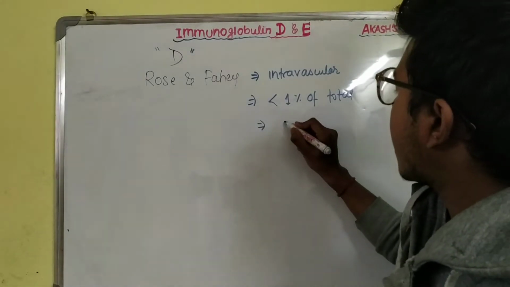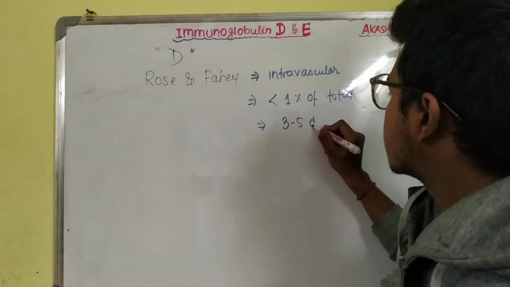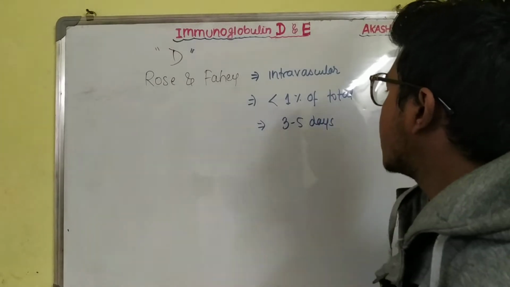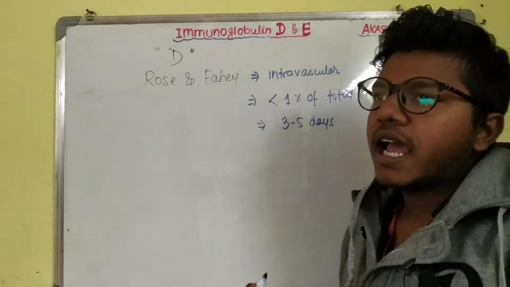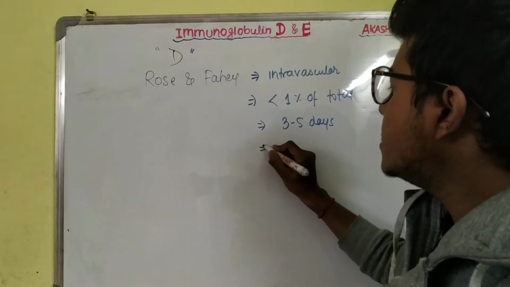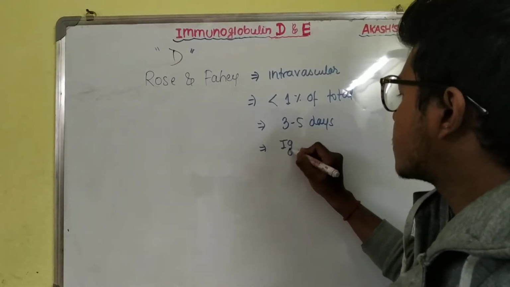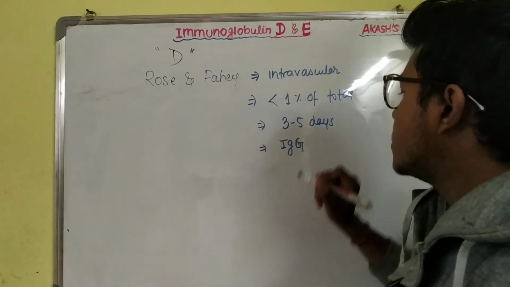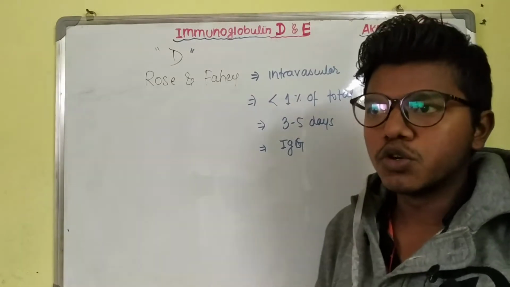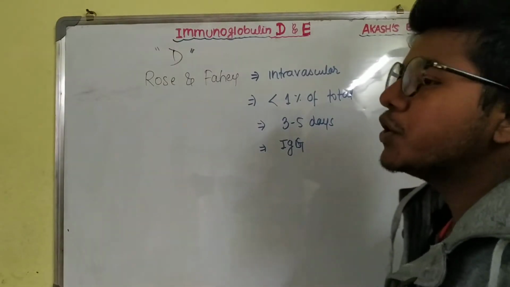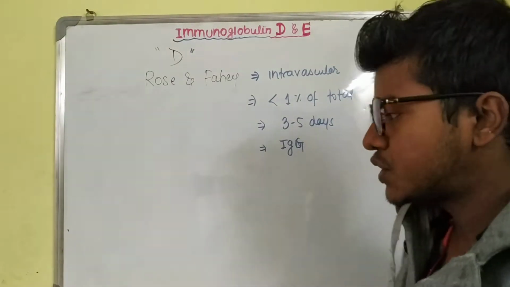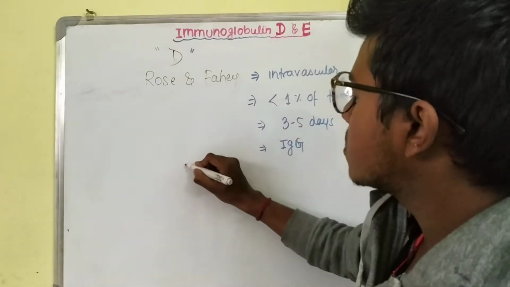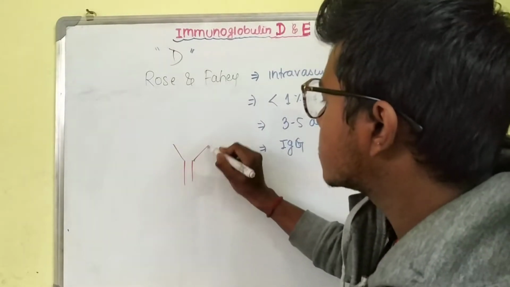Similarly, its half-life is 3 to 5 days. And its structure resembles that of the IgG immunoglobulin. If you see the structure, IgG immunoglobulin is also present as a single immunoglobulin.